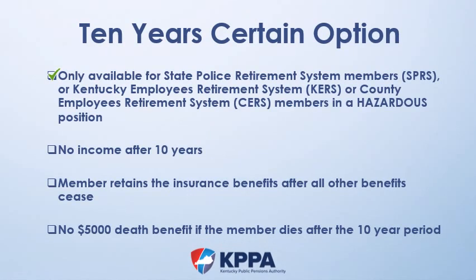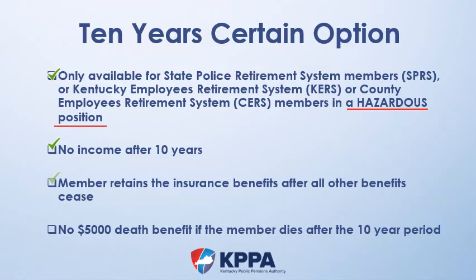The 10-year certain option is only available to members within the state police retirement system or those members in Kentucky Employees Retirement System or County Employees Retirement System in hazardous positions. This option provides a higher monthly payment guaranteed for 120 months or 10 years to the member, or if the member dies, to the beneficiary for the remainder of those 10 years. Because this option pays a higher monthly amount, it only pays within the first 10 years of retirement.